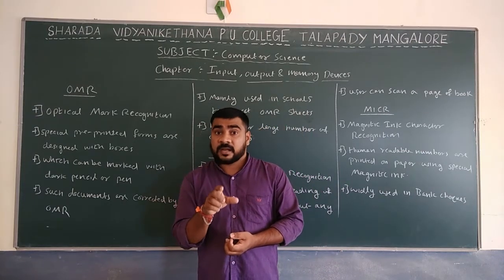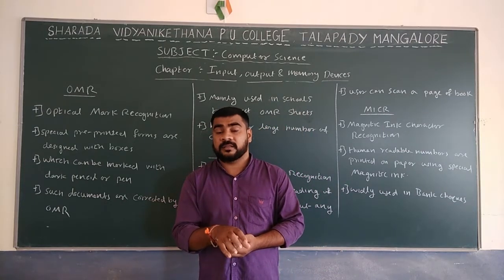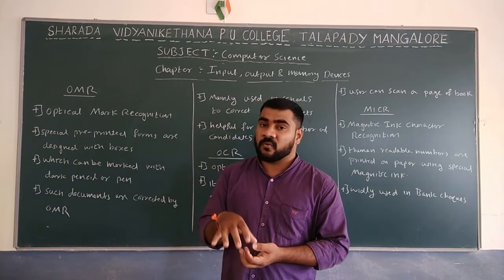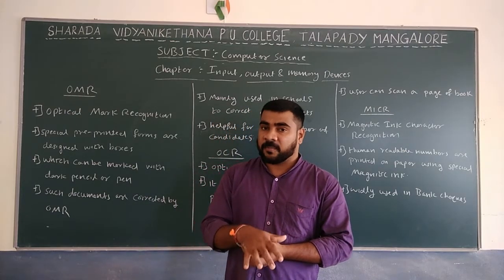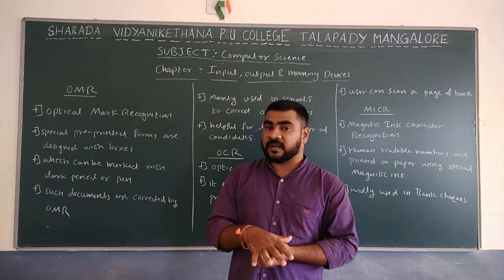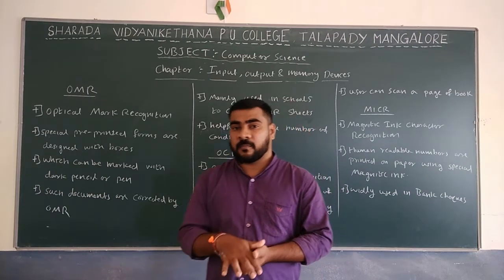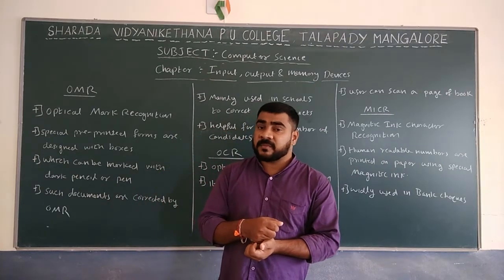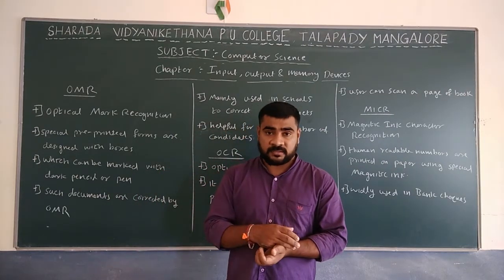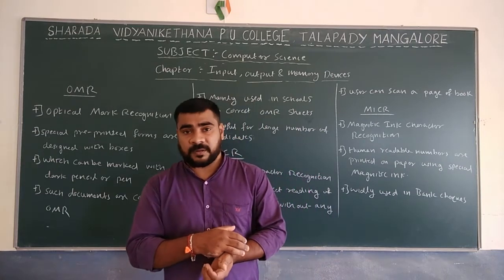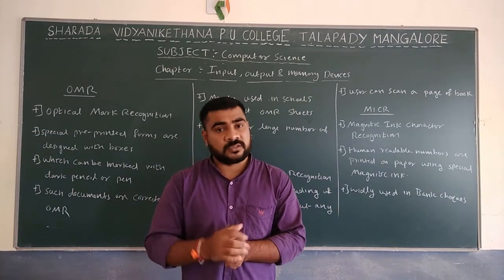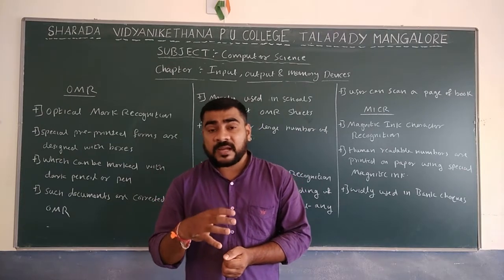Sheets can be scanned, and we can correct the answers by using the OMR. OMR means optical mark reader or optical mark recognition. Where are we using OMRs? OMRs are mainly used in schools, to correct the answer papers. And why is it required?